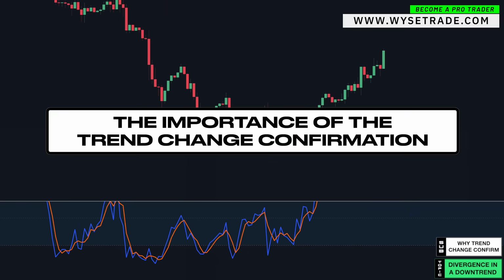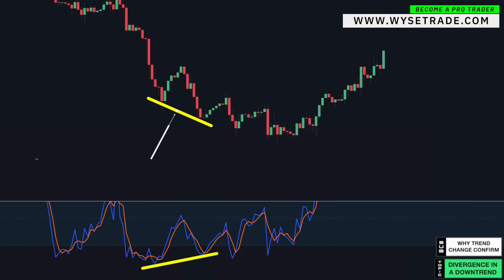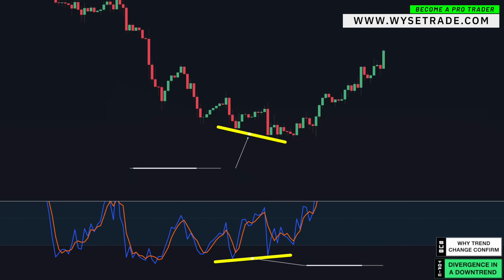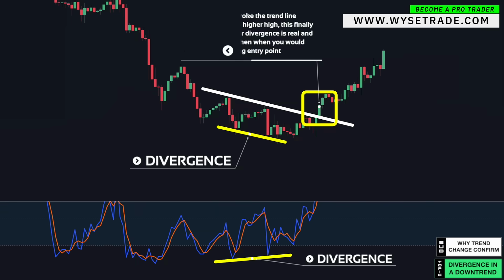So let's dive deeper into why you have to wait for the trend change price action confirmation. You have a moving downtrend. Price makes a divergence, but without trend change price action, you get a slight pullback before price continues on downwards. Then you have a divergence again. Trend line connecting the swing highs. Once price breaks above the trend line and makes a higher high, this finally confirms your divergence is real and valid, and is then when you will look for long entry points. Let's show this again.